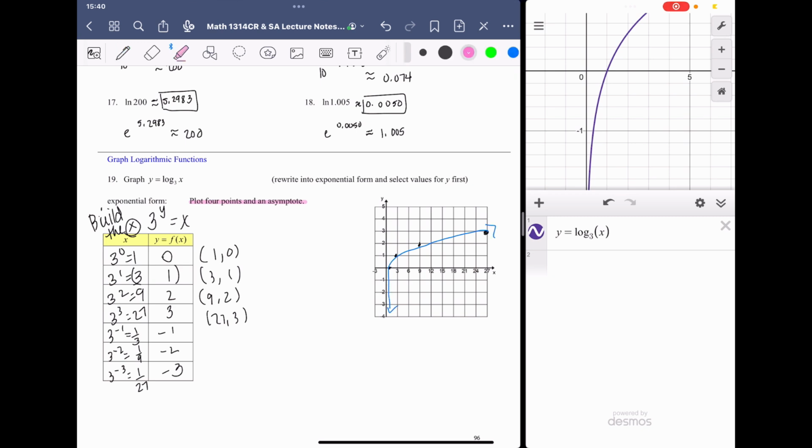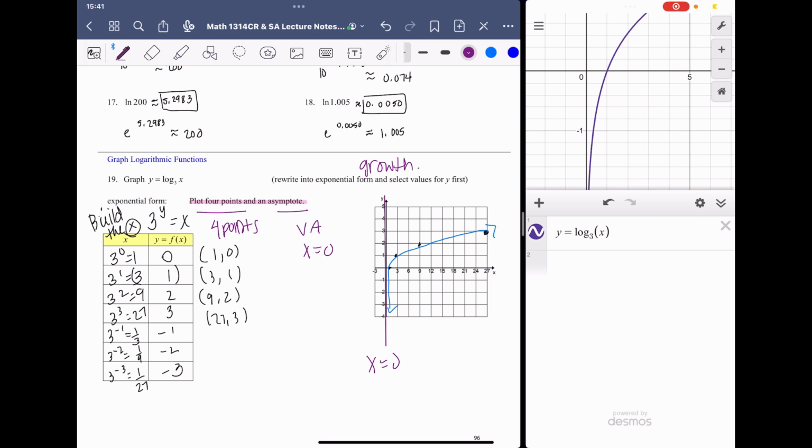And then we have again a vertical asymptote. So this is going to be x equals 0. So these are the 4 points, and then the vertical asymptote of x equals 0. And this is a growth.